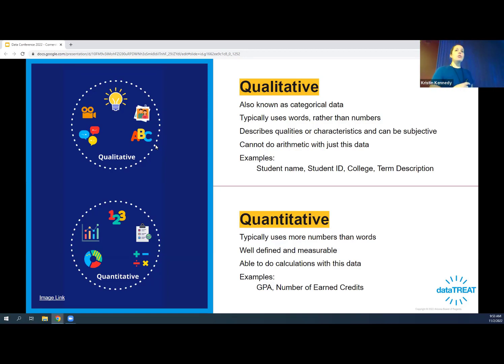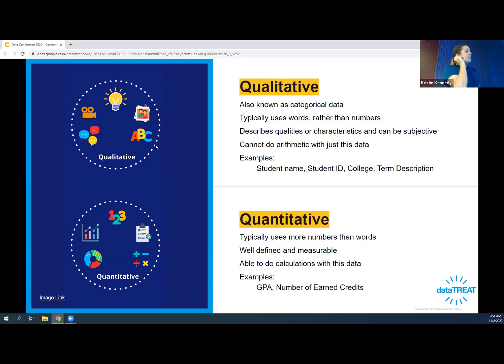Quantitative typically uses numbers more than words. It's measurable, it's very well defined, and you can do calculations with this. GPA itself is an average, but you can still find the average of the average. Number of earned credits, transferred credits. These are just quick, easy examples of quantitative. They're numbers, they're measurable. You can do arithmetic on it.